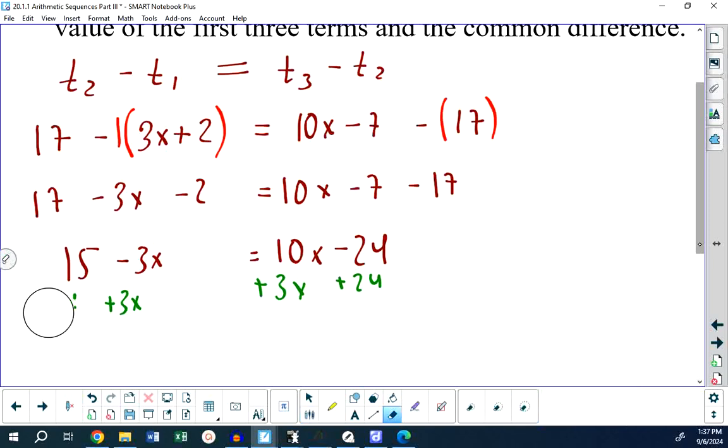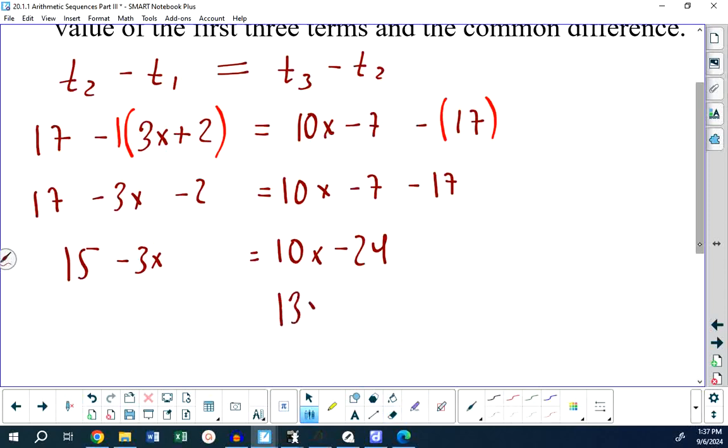It's a mess. Why don't I just say, well, I'm going to move the x's to this side and get 13x, because 10x plus 3x is 13x. I'm going to move the constant terms to the other side, so I'm going to take 15 and add my 24, which is 39, and I get x is equal to 39 divided by 13, and you'll say that that's equal to 3, right?